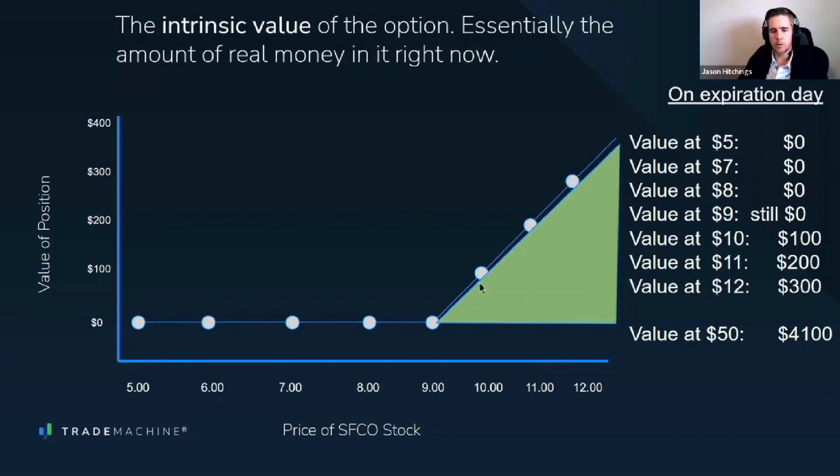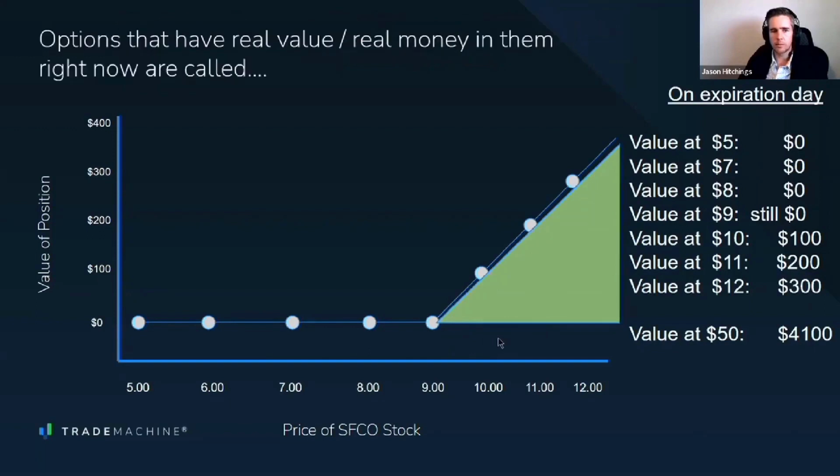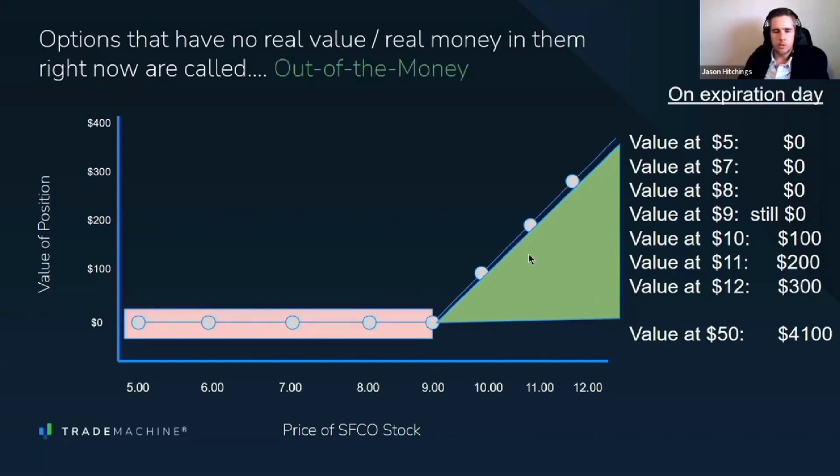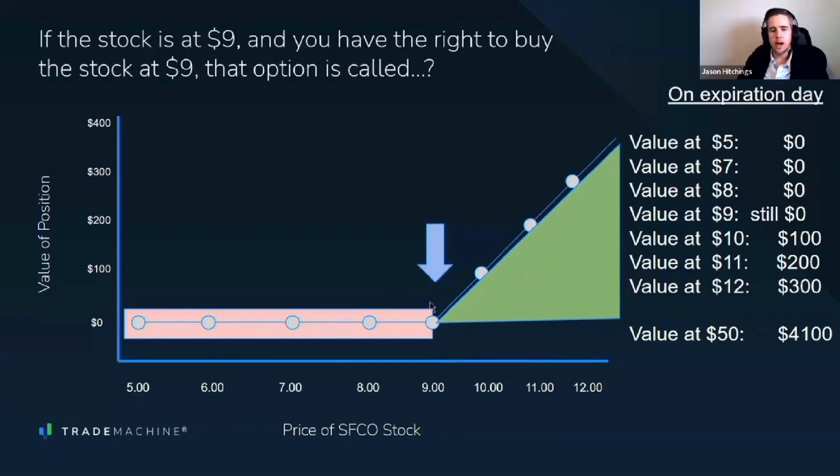And so you can see the intrinsic value is going up. At $10, you have $1 of intrinsic value per share. At 11, you'd have $2 for that same 9-strike option. So if you own an option that has real value right now, there's an expression for that in the options world. When it has real money right now, they call it in the money. There's another expression for options that don't have value right now, that you can't use to buy the stock at a cheaper price right now. Those are called out of the money. And then there's one more special term: the option or two options that are closest to the current stock price, if the stock was at 9, are called at the money options.